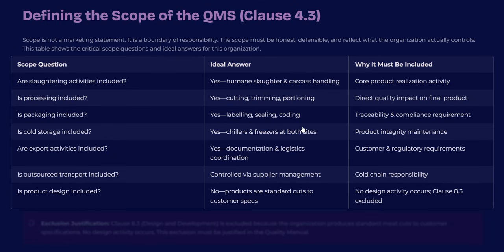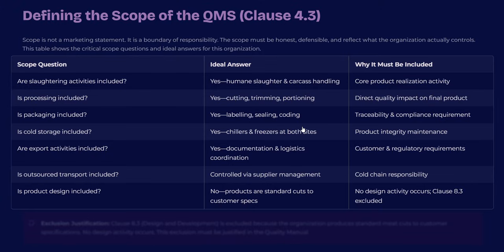Is cold storage included in our scope? Yes, chillers and freezers at both sites. Why? For product integrity maintenance. Are export activities included in our scope? Yes, documentation and logistics coordination. Why? Because of customer and regulatory requirements. Is outsourced transport included? This is controlled via supplier management. We give them our expectations and they have to do it.